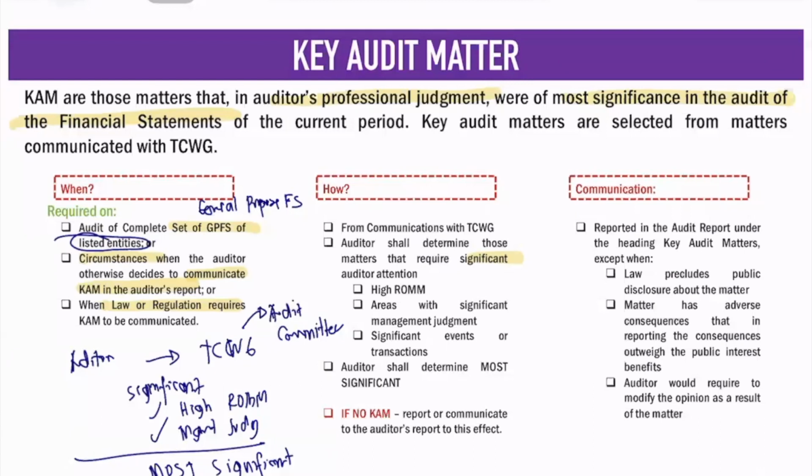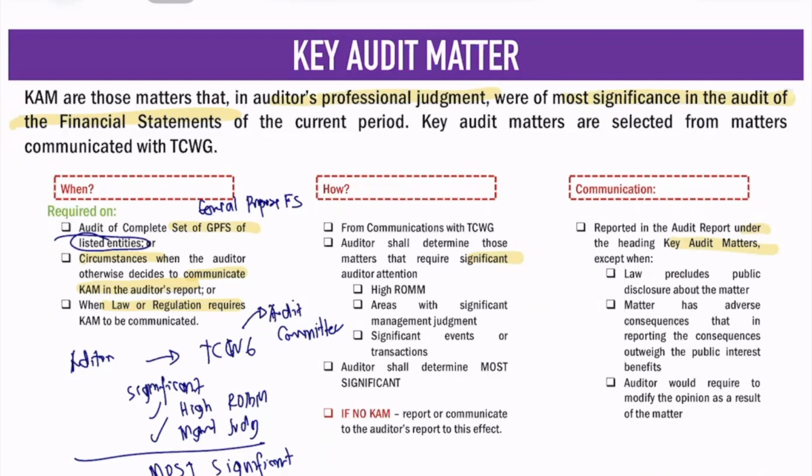Next, if that particular communication is a significant transaction or event during the current period audit, then we can consider it significant. And among those items that you consider significant, you just pick the most significant. So how do you communicate the key audit matter? It is reported in the audit report under the key audit matters.